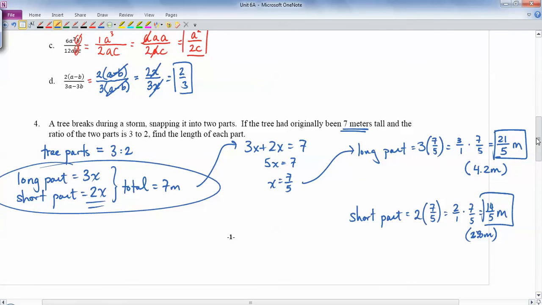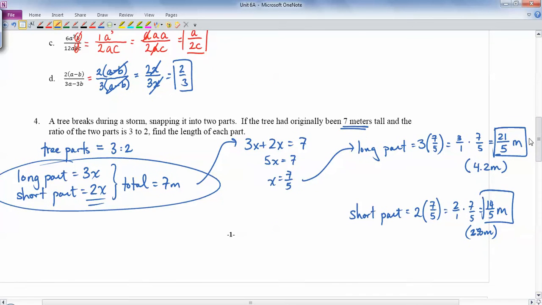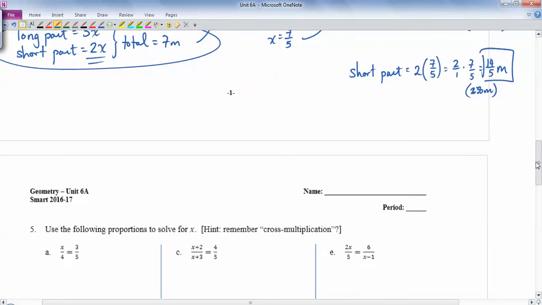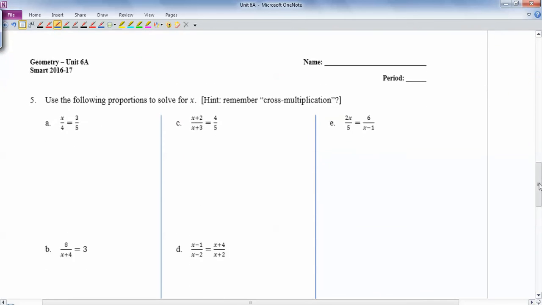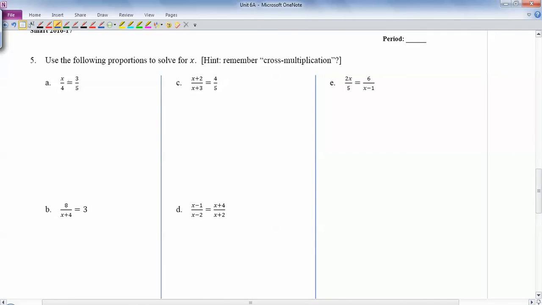Okay. So let's try the next page here. And the next page is ratios equaling ratios. So when two ratios equal each other, it's a proportion. So cross multiplication is going to be the most standard way that I think most of you learned how to solve these. So cross multiplication, it's got to have an equals in the middle.